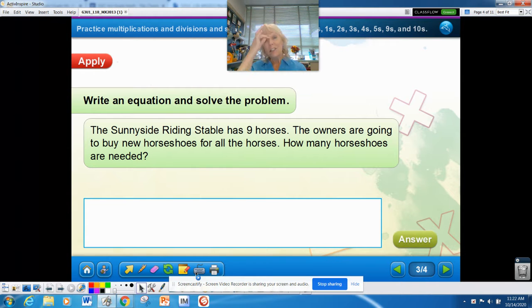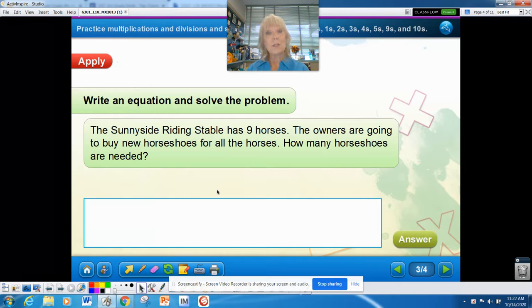Okay, so let's take a look here at this very first problem that will be in your lessons. And it is asking you to write an equation and solve the problem. And it says here, the Sunnyside riding stable has 9 horses. The owners are going to buy new horseshoes for all the horses. How many horseshoes are needed?